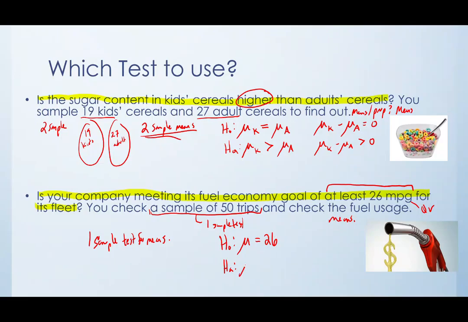The alternate would be that we didn't meet the goal, that we fell short and we got less than 26 miles per gallon. So that's it. That's all there is to these guys. We're going to practice more later on.